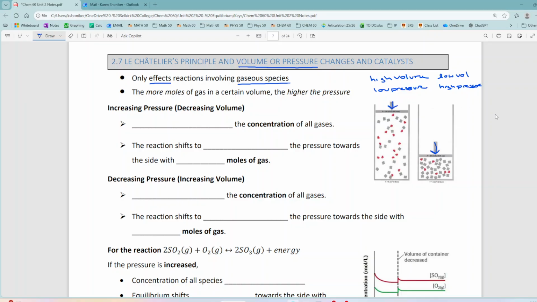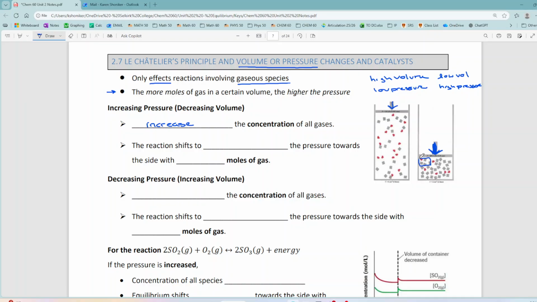So we always include volume there because volume is a really good way of changing pressure. If you increase pressure, that's happened because you've decreased the volume. So if you look at this scenario here, and this is the point up here, the more moles of gas you have in a certain volume, the higher the pressure. If you decrease the volume, right, so you push this down, you are going to increase the pressure. You have more moles of gas in a smaller volume. What that's going to do is increase the concentration of all the gases.